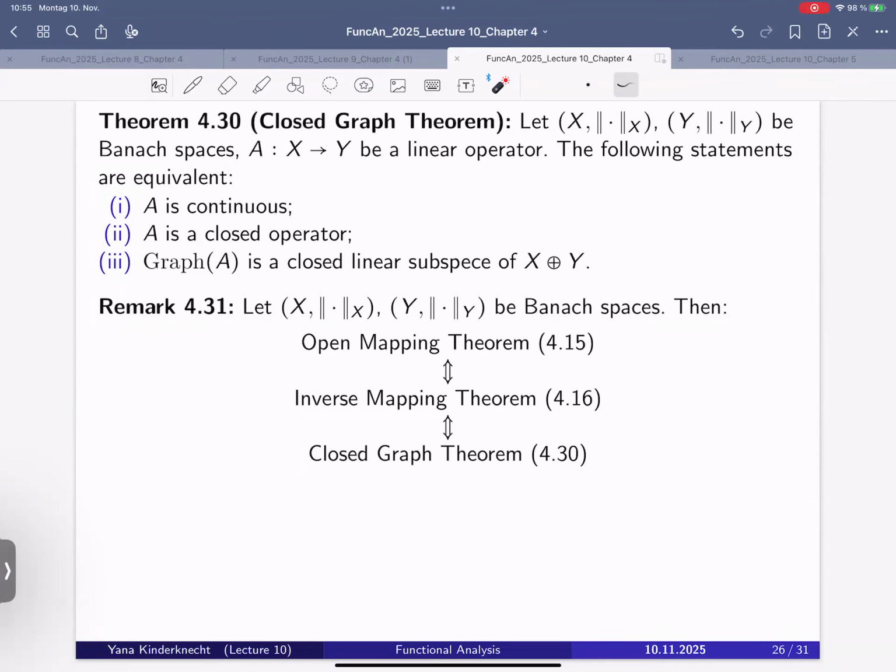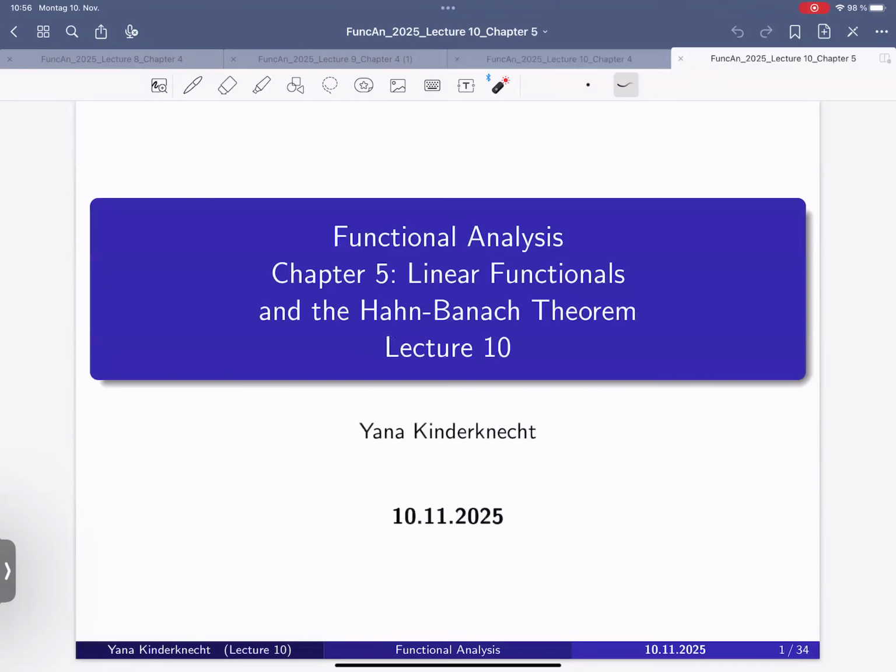And there is also one more important theorem, namely the Hahn-Banach theorem. This is a theorem which is not about all linear operators, but about linear functionals. That is a particular case of linear operators from a normed space to a field of scalars as a Banach space. So now we go to chapter 5, which is devoted exactly to this theorem: linear functionals and the Hahn-Banach theorem. This is one more very important theorem of linear analysis, so to say.